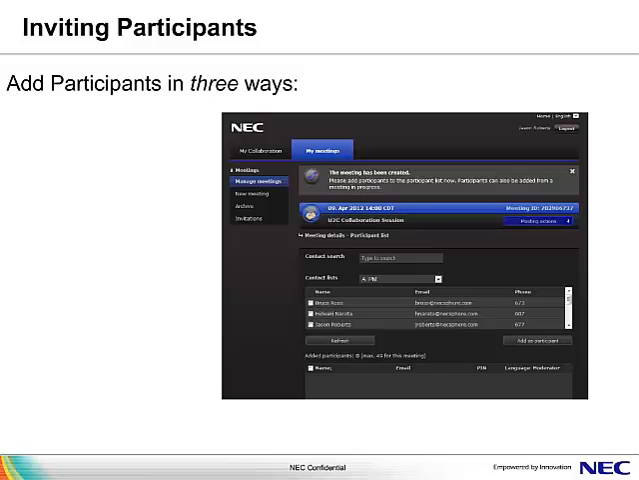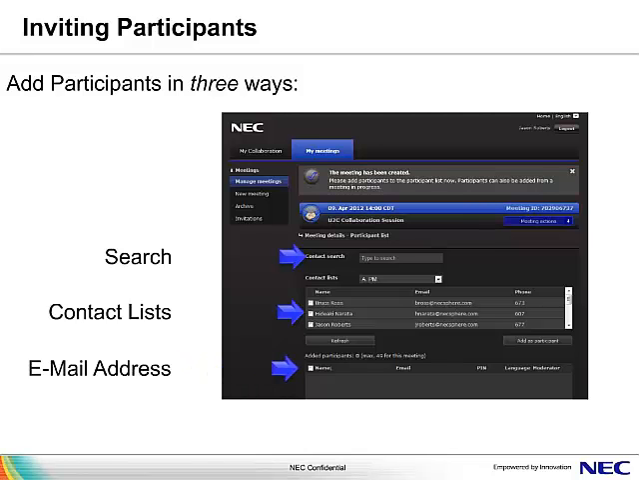Participants can be invited in one of three ways: by searching on specific contacts, by selecting from an existing contact list, or by entering the name and email address of desired participants that do not appear in either a search or the existing contact list.